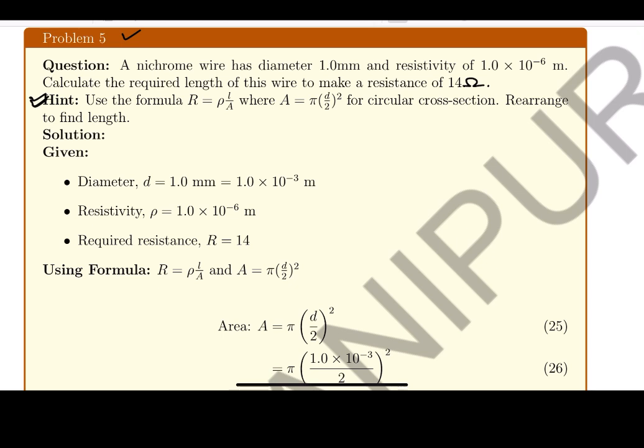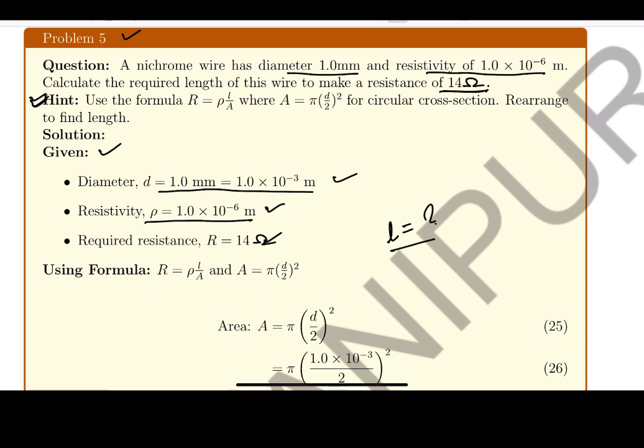Now question number 5, given. What is given? First, the wire has a diameter. So diameter is given. Second, resistivity is also given. And the third is that they are giving us the resistance also, 14 ohm. Okay, now what we need to find out, we need to find out L.